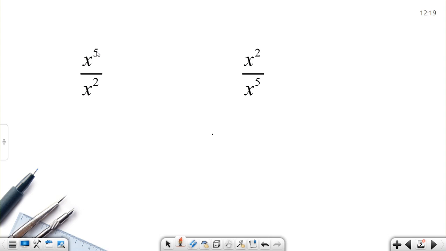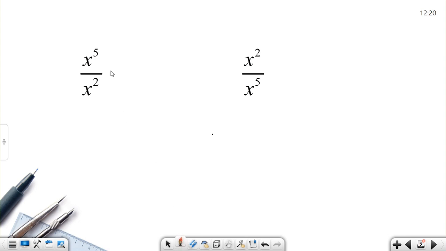x power of 5 divided by x squared. So here, as you see, the power of x on the numerator is greater than the power of x on the denominator. If you know how to do operations with exponential numbers, when you divide two exponential numbers, you subtract the powers. This is equal to x power of 5 minus 2. We subtract the powers, and it is equal to x power of 3. If you don't know that one, let me show you how we solve that.